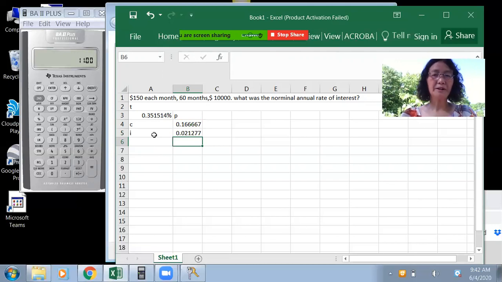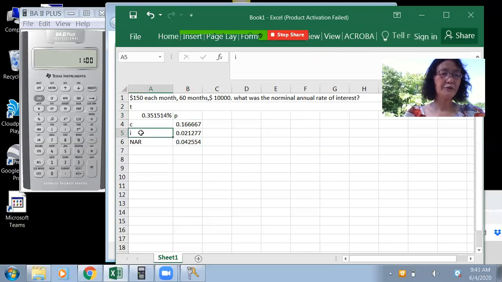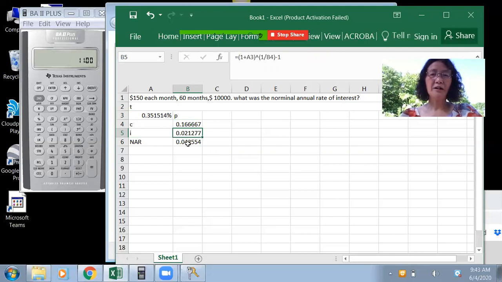So you get the periodic rate I, but the question asks for the nominal annual rate. Because the interest was compounded semi-annually, it is just I multiplied by 2, and you get this number. Translated to percentage, it is 4.255%. So that is method 1 using the Excel RATE function. From the RATE function, you get P, the equivalent rate per payment period. Once you get P, calculate I, the periodic rate. Then finally, you convert to the nominal annual rate.